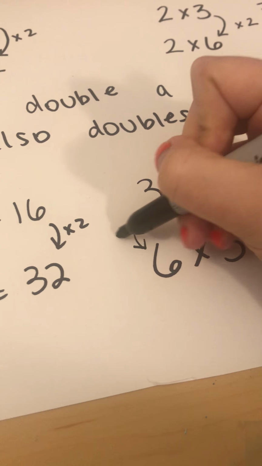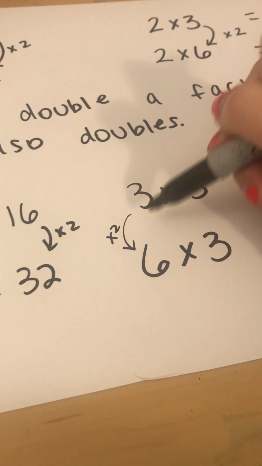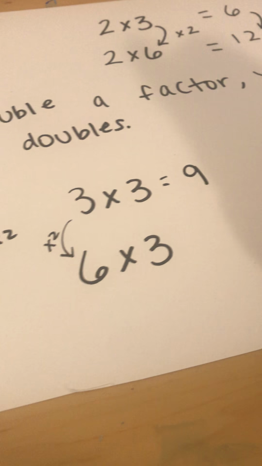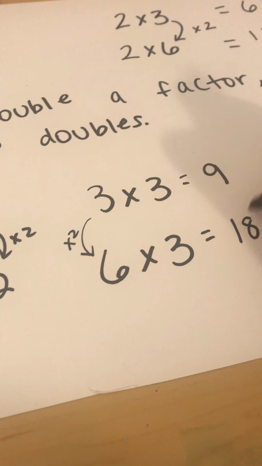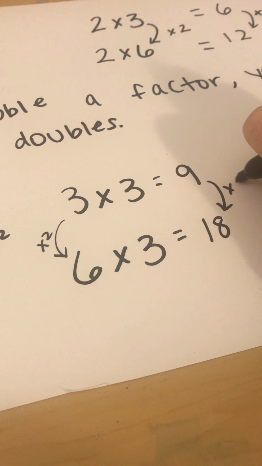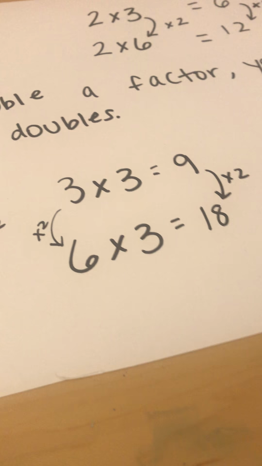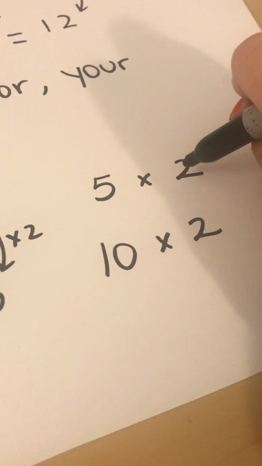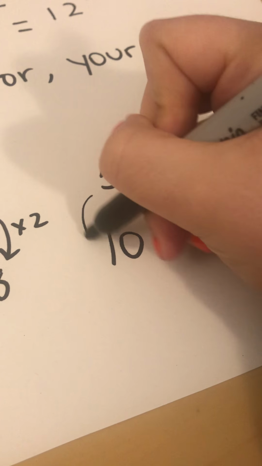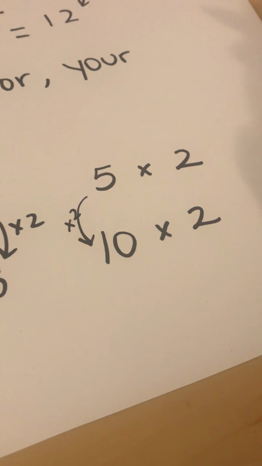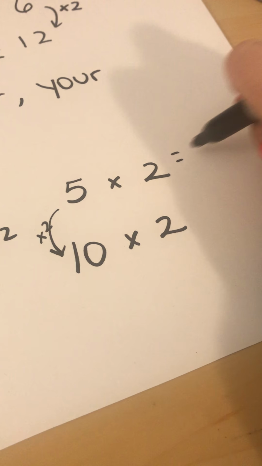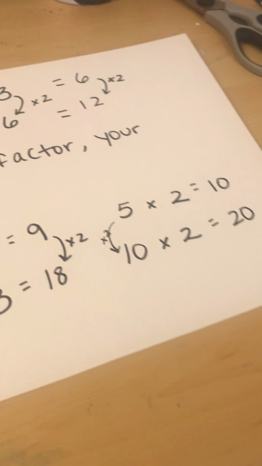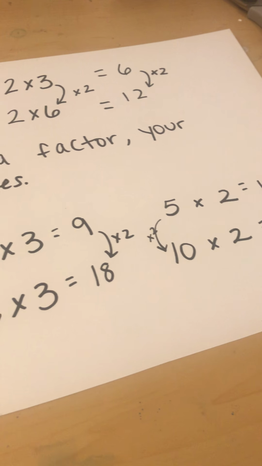Let's try it with 3 times 3. I doubled my 3 right here to get 6. Now let's solve. 3 times 3 equals 9. 6 times 3 equals 18. Did my answer double? Yes, because 9 times 2 is 18. Let's try one more. I have 5 times 2, and then I made it 10 times 2, and I made it a 10 because I doubled the 5. And now I'm going to solve. 5 times 2 equals 10. 10 times 2 equals 20.